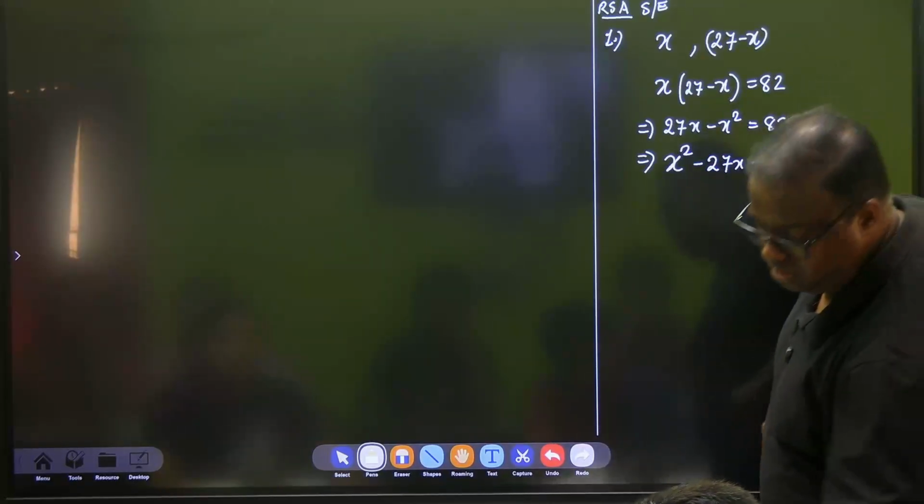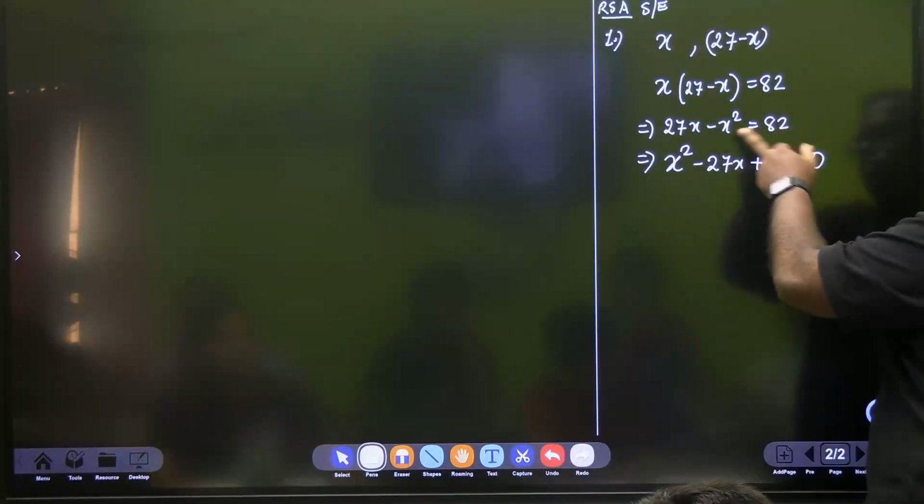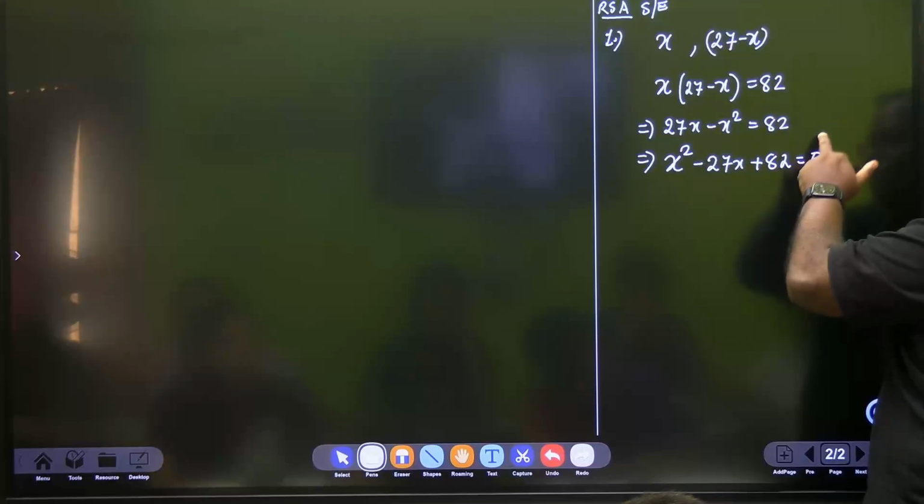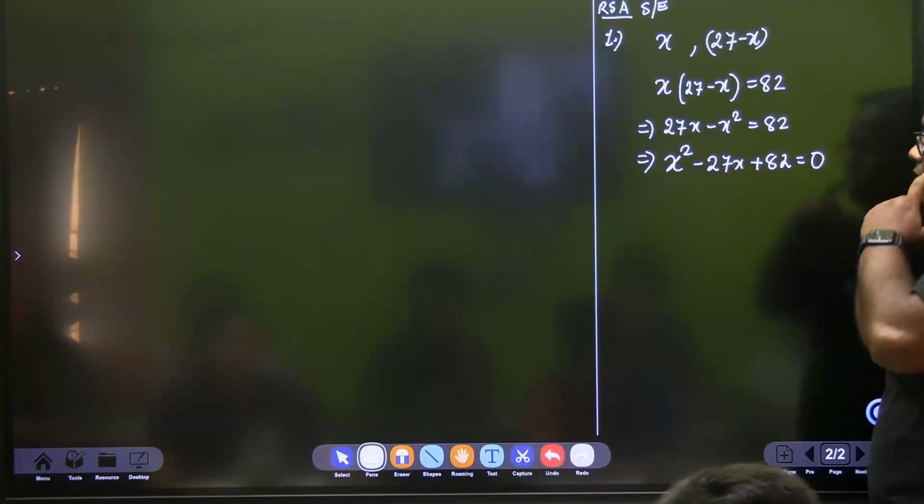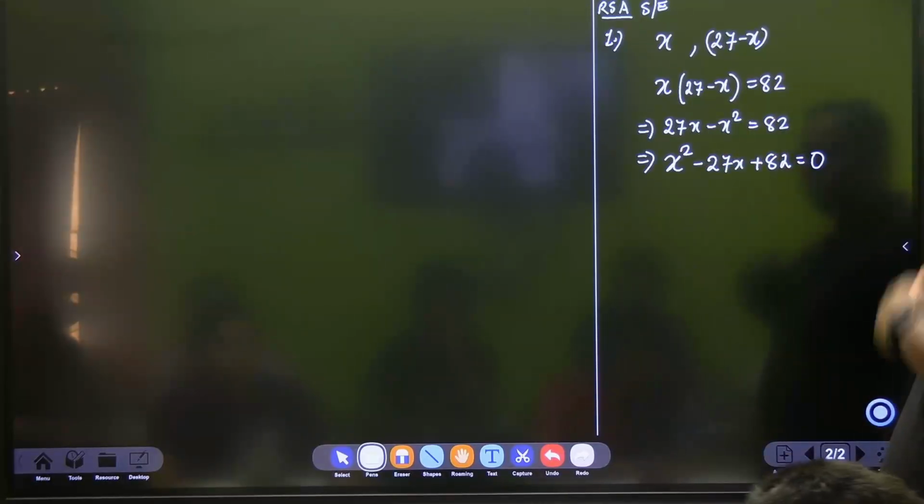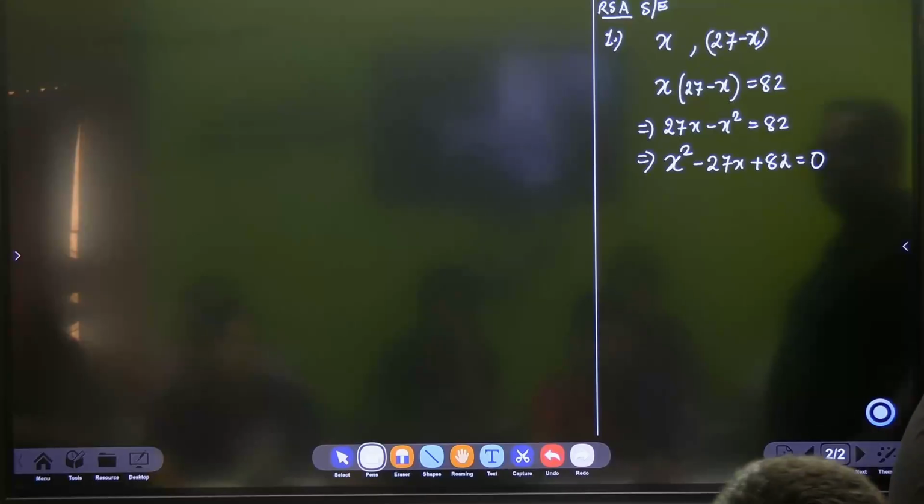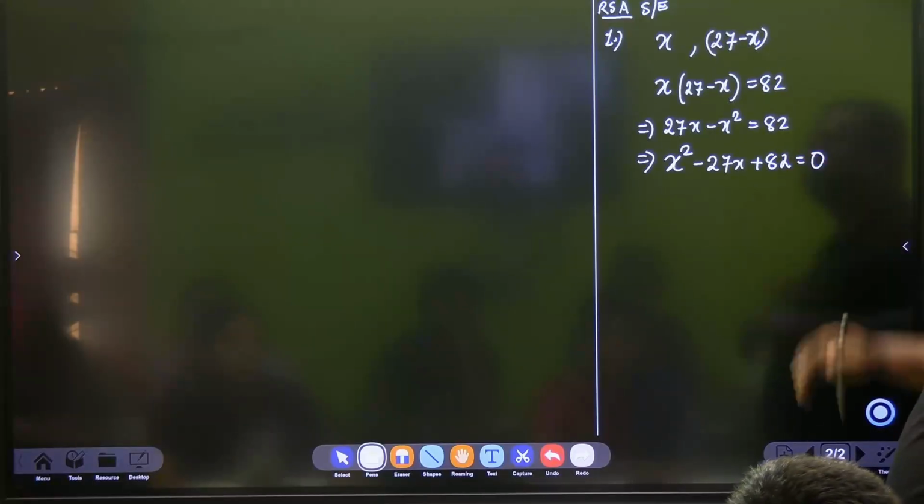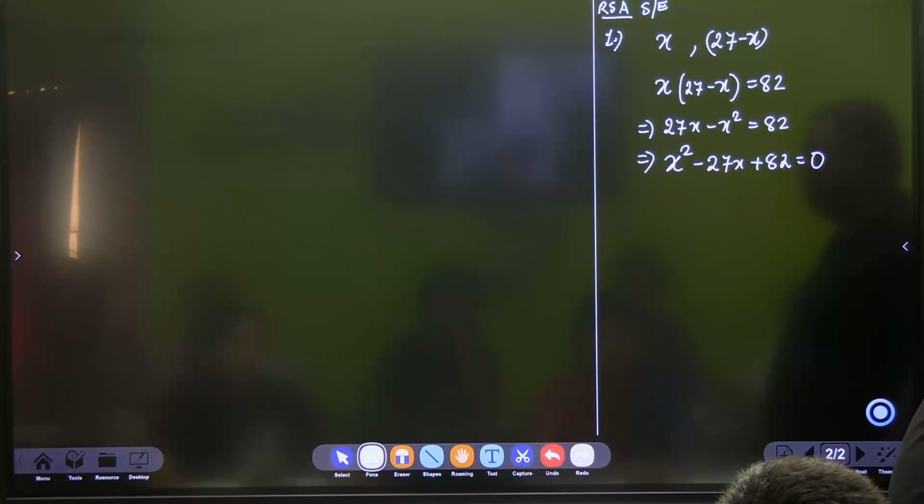And if you are a little bit slow, there's no issue with that. You just think 82 plus x squared minus 27x. If you take it this side, then also 0 will be on the left hand side. Now 82, such sort of problems I will not like to do by formula. Factorization is the best way to do.